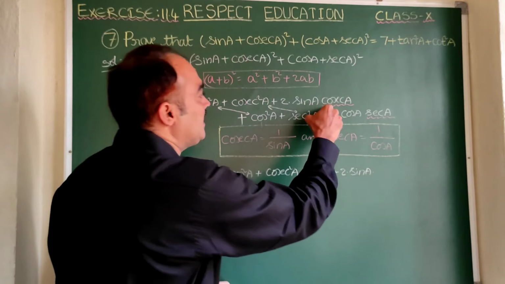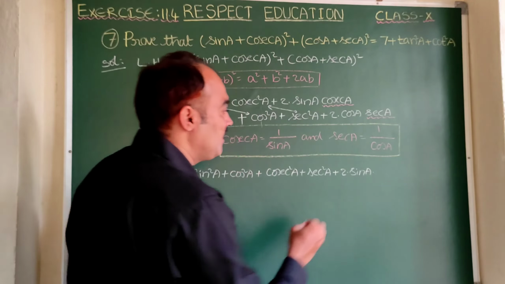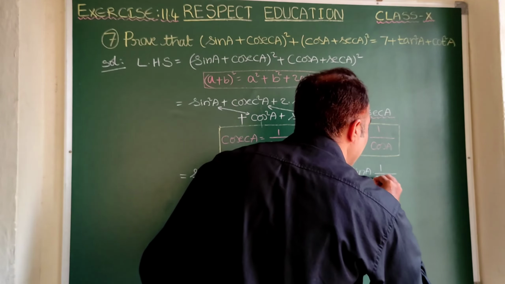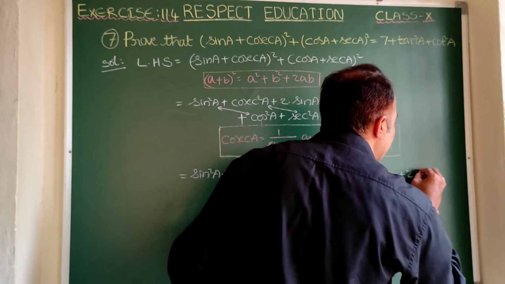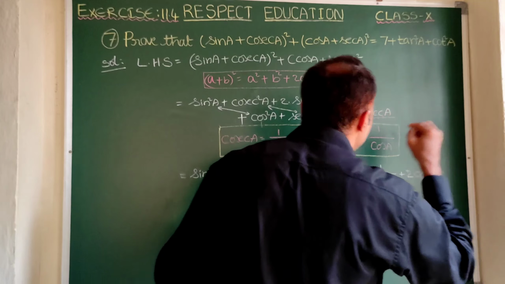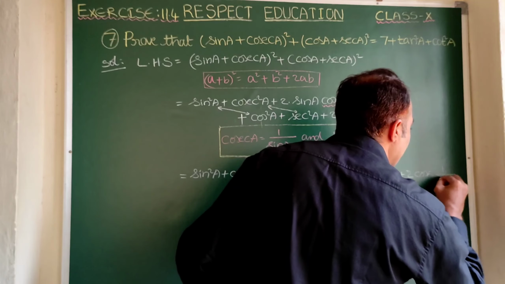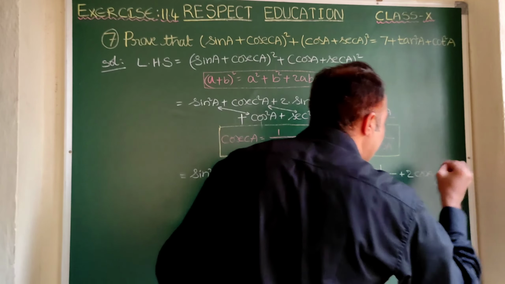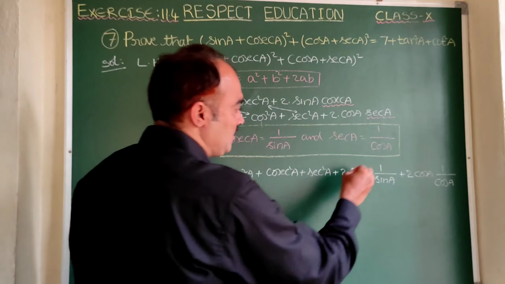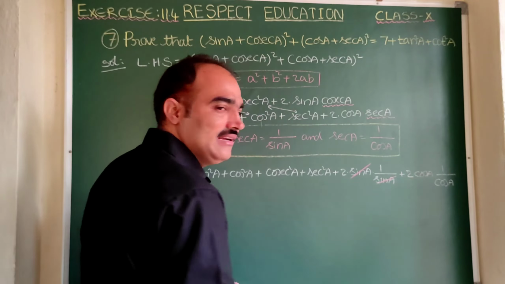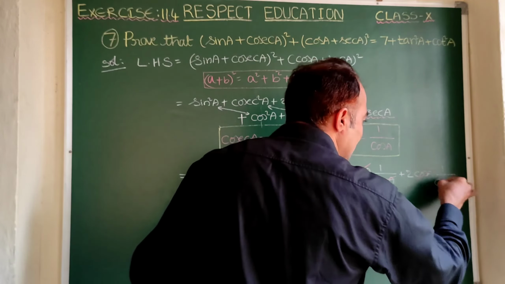In place of cosecant a, what can we write? 1 by sin a. So let us write 1 by sin a plus, here this 2ab is to be written. So let us write 2 as it is into cos a also as it is into, in place of secant a, 1 by cos a. Is there any cancellation? Yes, sir. Which one? Sin a and sin a? Cos a and cos a.